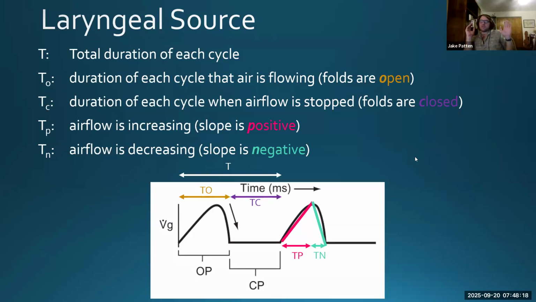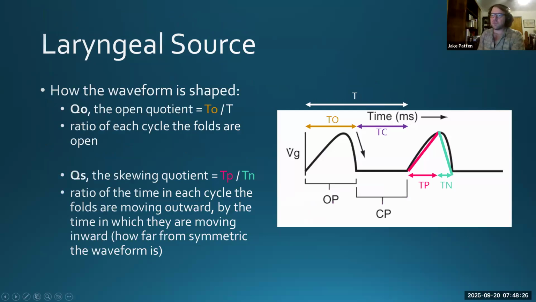Okay, so here's all the times that you need to know to figure out QO and QS, but that wasn't your question. Your question was, what is the difference between QO and QS? So QO is just how much of the time the vocal folds are open in general. It's the ratio of the TO to the total T, where TO is the whole time vocal folds are open versus the whole T. And then QS is the ratio of opening to closing, the time moving further apart divided by the time closing, basically.